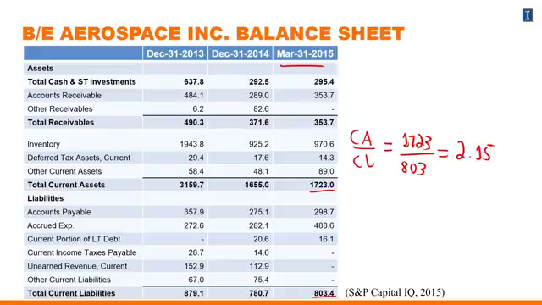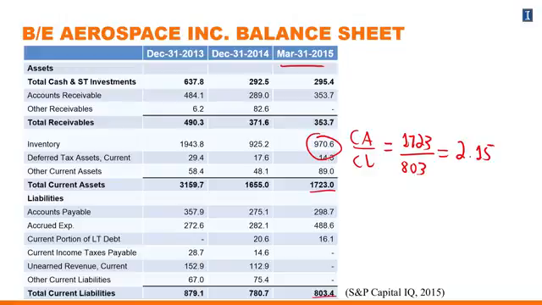So here we have done the calculation. Now let's think about it. BE Aerospace seems to have a much larger current ratio than Cablevision. It's 2.15, significantly larger. Does that mean that BE Aerospace has more liquidity than Cablevision? Now we have to start thinking about the details a little bit more. What you'll soon realize is that the main reason why BE Aerospace has this high ratio is because they have quite a bit of inventory. Out of the $1.7 billion in current assets that they have, $970 million is inventory.